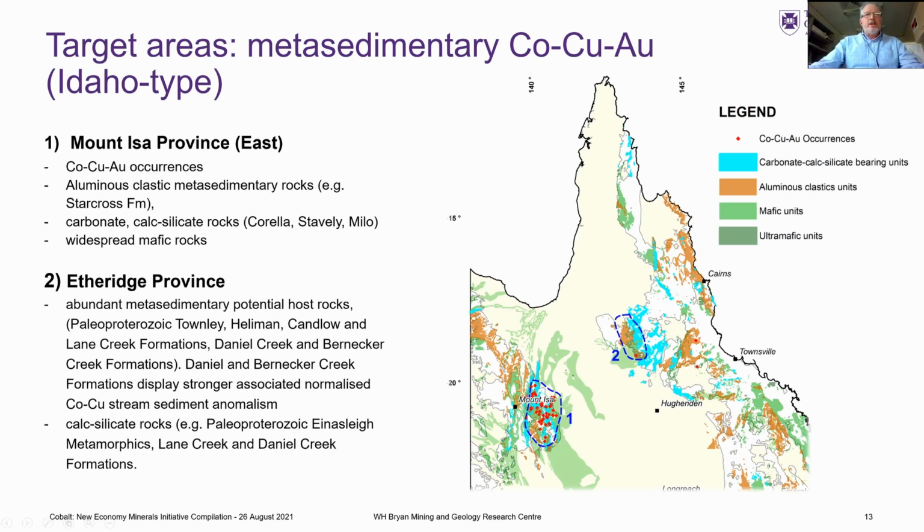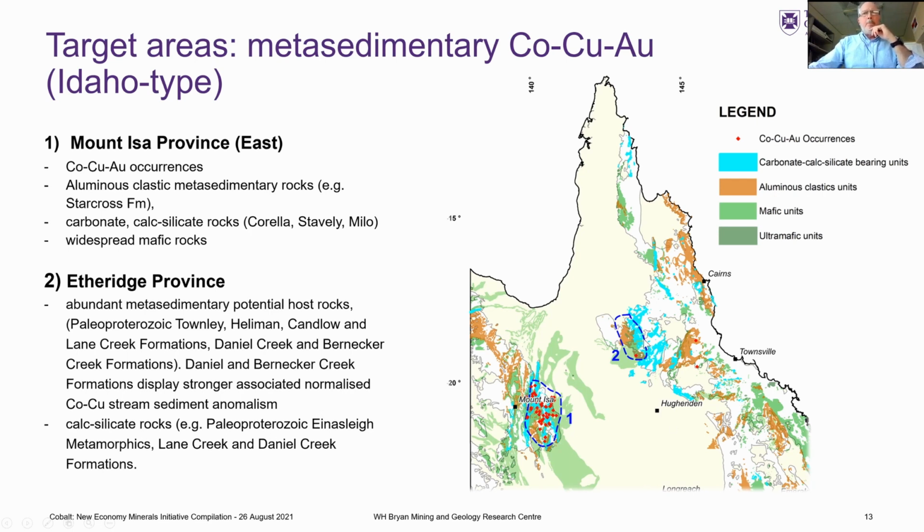So a couple of these areas. The Mount Isa province came up in the west here, and obviously you can see on the legend here, the cobalt, copper, and gold occurrences really pop up around Mount Isa. What we did was take that occurrence database and look for the deposits that had cobalt, copper, and gold within their list of all commodities present there. So Mount Isa really stands out. And if you look at the metasedimentary style, you've also had those aluminous clastic metasedimentary rocks, the carbonates and calc-silicates that could potentially be giving you those saline fluids, and the widespread mafic rocks that you're hoping to leach your cobalt from. So that's a bit of a no-brainer out there at Mount Isa.